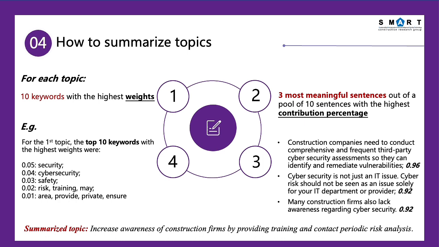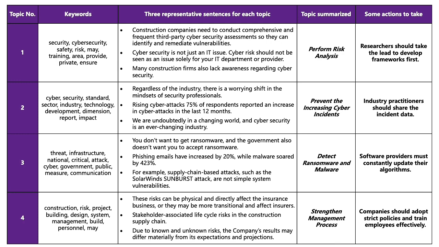For example, for the first topic, the top 10 keywords with the highest weights are as follows, as you can see on the left, and the 3 most meaningful sentences out of the pool of 10 sentences are here. We then summarize the topic as increasing awareness of construction firms by providing training and conducting periodic risk analysis. Following the same process, we summarize the 8 topics, and for each topic we propose an action plan to deal with it.